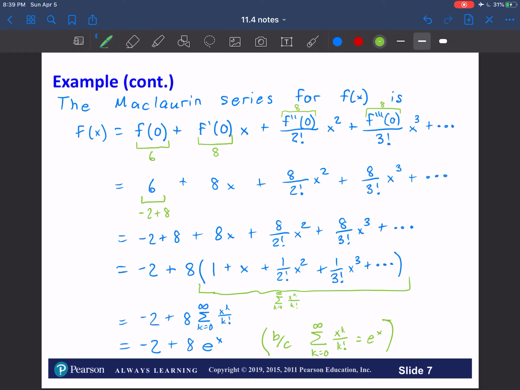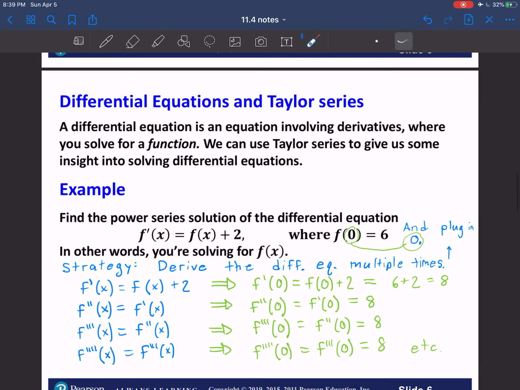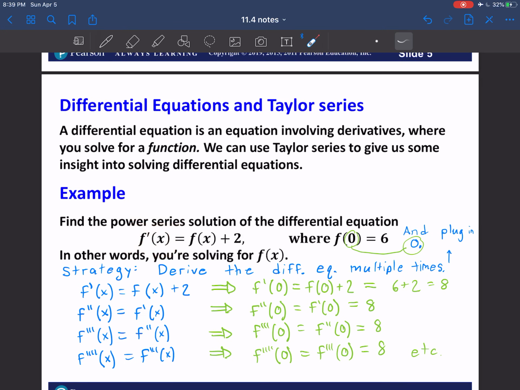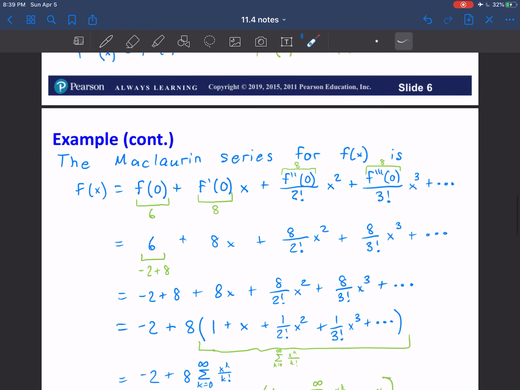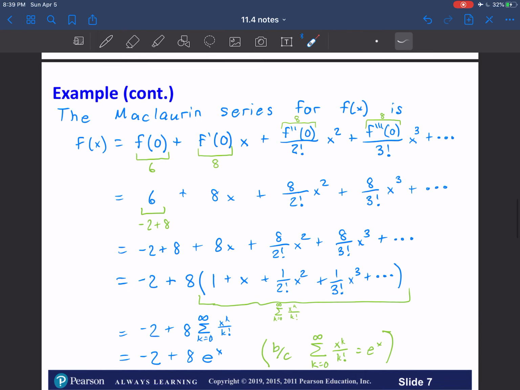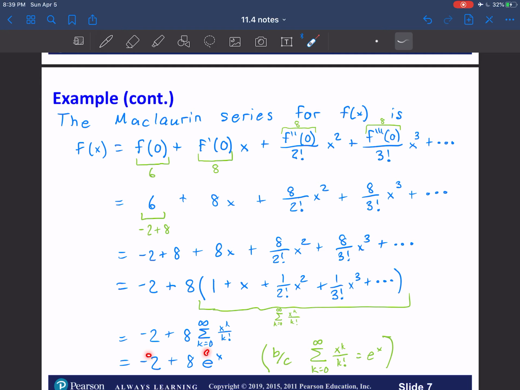And so what have we done? We have shown conclusively that the function f of x is equal to negative 2 plus 8 e to the x. So we now have a way of writing f of x without using a derivative. We don't have to write that f of x is equal to f prime of x minus 2. Instead, f of x is just equal to negative 2 plus 8 e to the x.